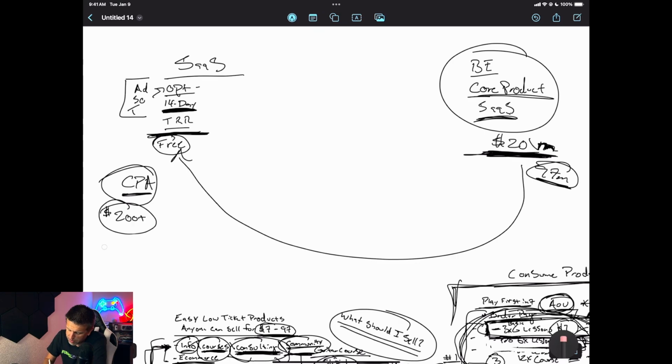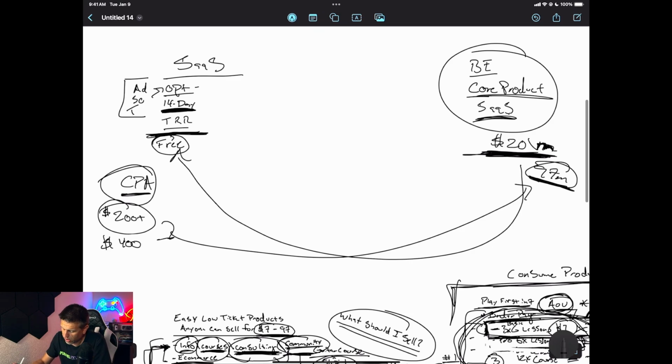Okay, that means you have to spend between $200 and $400 just to get somebody to pay you once, and you probably still have a 14-day free trial in there too, to get a $97 order. That means you're losing $100 for every single person that comes in. Because it's 200 minus 100, it would take you 2 months to break even.